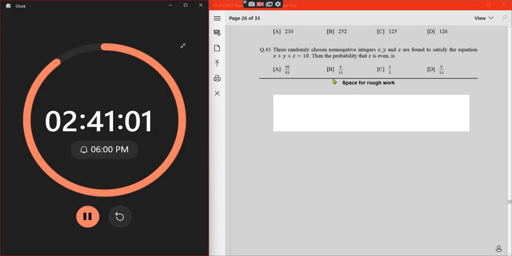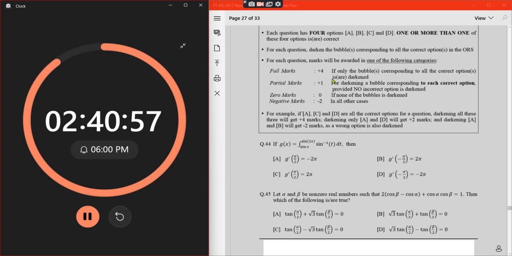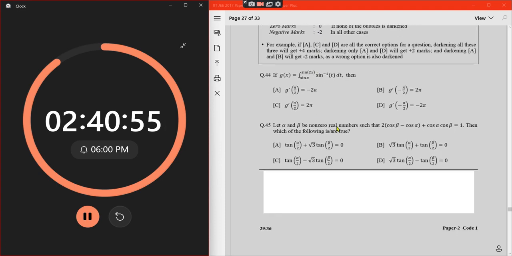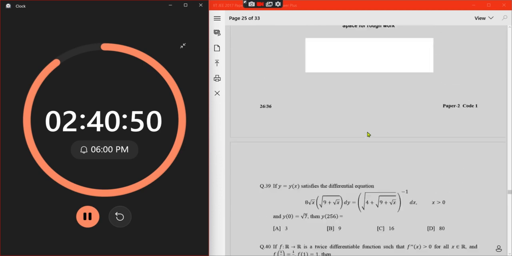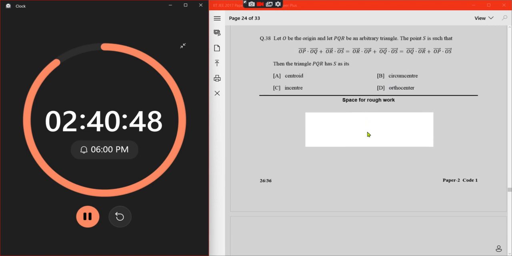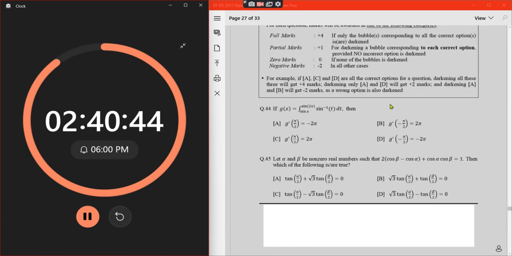Next question, 44. This is section 27 questions, each question has blah blah blah. If g of x is equal to this thing, then multiple choice, right, one or more than one? And what was this, single correct? Only one, okay. This was single correct, this was multiple correct. If g of x is equal to this thing, then g dash of pi upon 2, g dash of negative pi upon 2, whatever.